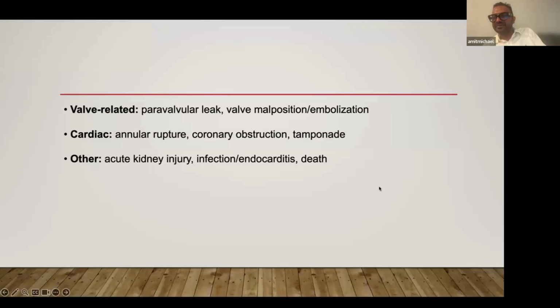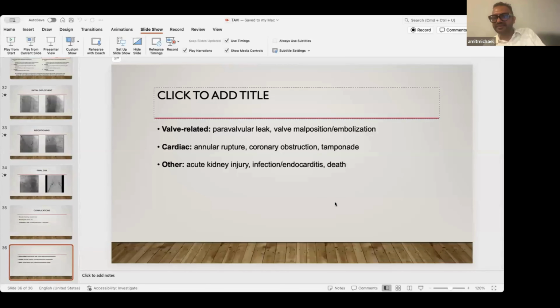Another reason for pericardial tamponade, obviously, is aortic root rupture. If you've ruptured the aortic root, then you'll have a tamponade and the patient will collapse. Other things, acute kidney injury, well, that's contrast related. Death is less than 2%. We've actually not had any death on table for a TAVI patient. So I think that's about it with the case.